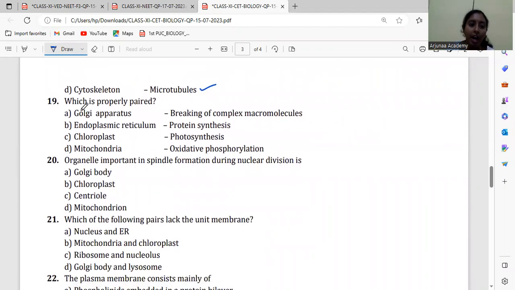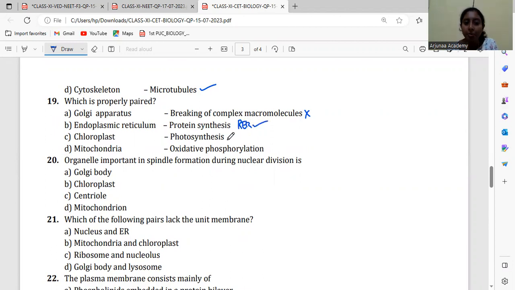Then 19th question. So here the question actually should be, which is properly paired. So if we see these options which are given, Golgi apparatus, breaking of complex macromolecules. Golgi apparatus will never do this. What will Golgi apparatus do? It will help in packaging and transporting, right? Endoplasmic reticulum, protein synthesis, especially RER. So this is the correct match.